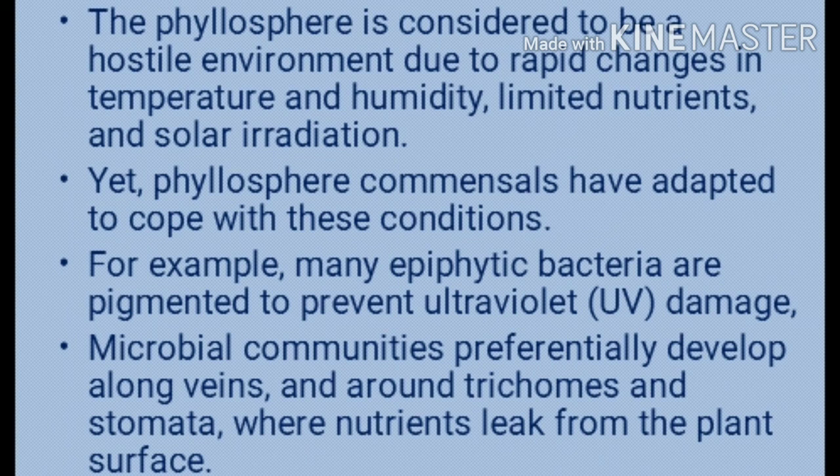Phyllosphere microorganisms adapt to cope with these conditions. Many bacteria are pigmented to prevent UV damage. Microbial communities preferentially develop along the veins, around the trichomes and around the stomata, where nutrients leak from the plant surface. There the microbial number is higher compared to other areas on the leaf.